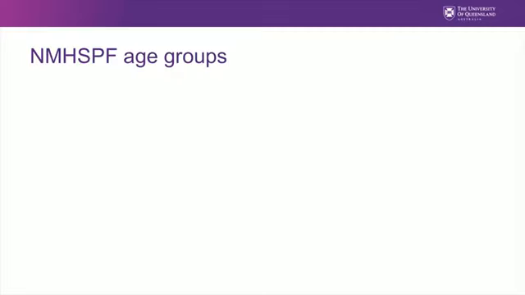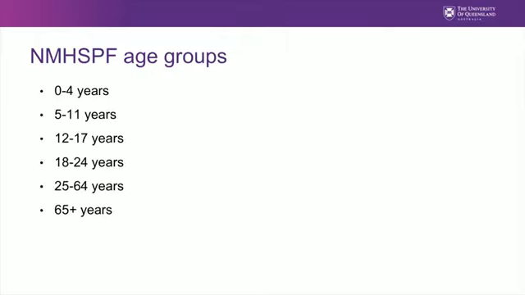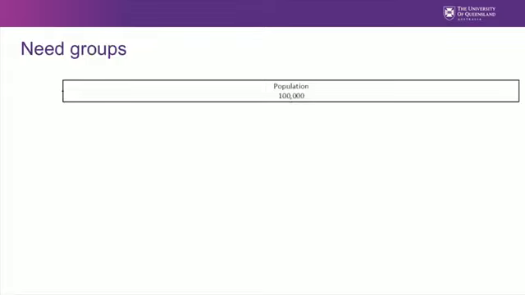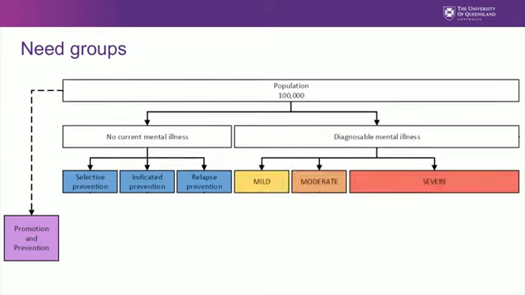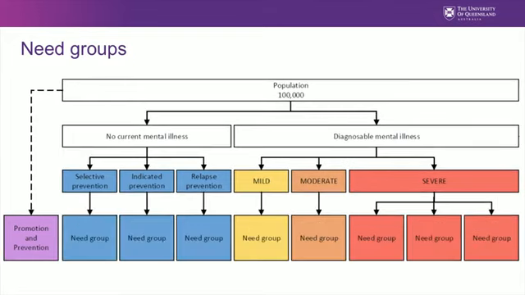The model starts with an average Australian population within each of 6 age groups. Rates of need within each age group are modelled for a nominal population of 100,000 people. Mental health promotion and mental illness prevention apply to the whole population, but otherwise, a proportion of each age group is identified as having mental health service needs. This is further broken down by severity of illness, functioning, and other factors to create need groups of populations with similar levels of mental health service need in a year.